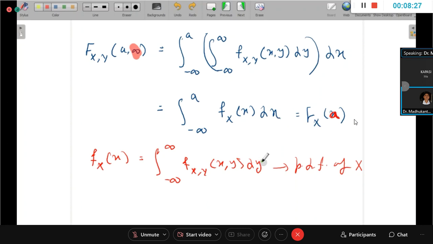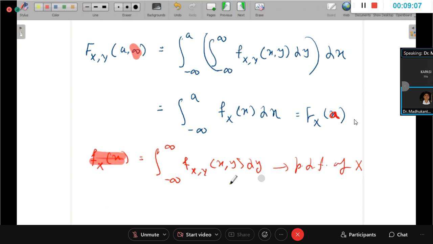Okay, right. Now you also know the relation between the CDF and PDF, for the single variable case. That is nothing but the derivative: F_X dash of a will give you the small f_X of a. Okay, right. Here it is giving you the definition of the marginal PDF of x.